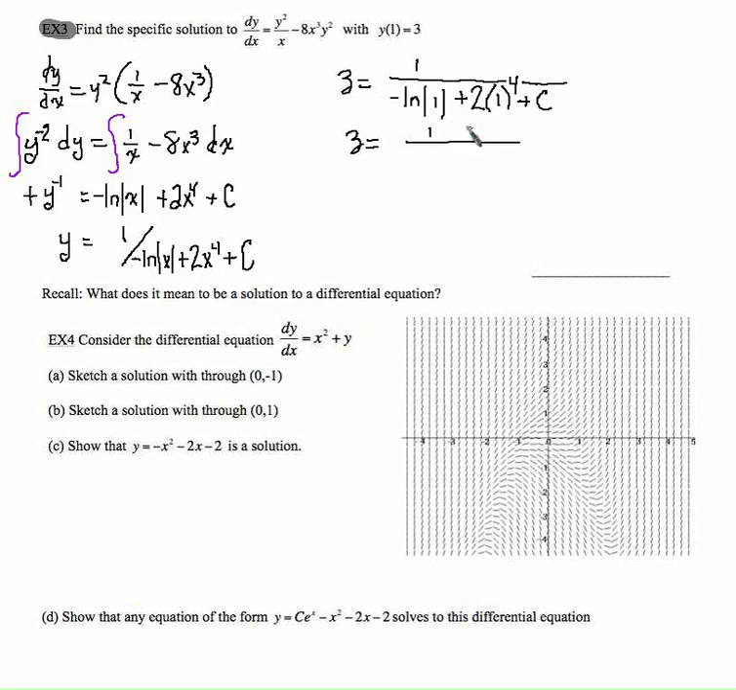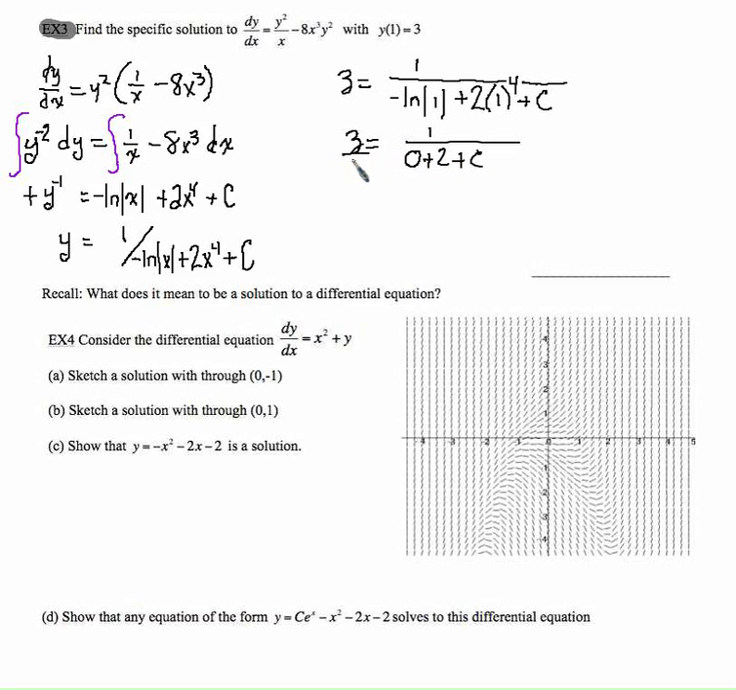So this is 1 over. This is the natural log of 1, which means that we're looking for the exponent that gives us 1 when we put the exponent on e as the base. So e to the what is going to be 1, which would be 0, and then it's the opposite of 0, which is just 0. So this is 0 plus 2 plus c. And then, so this is 2 plus c.